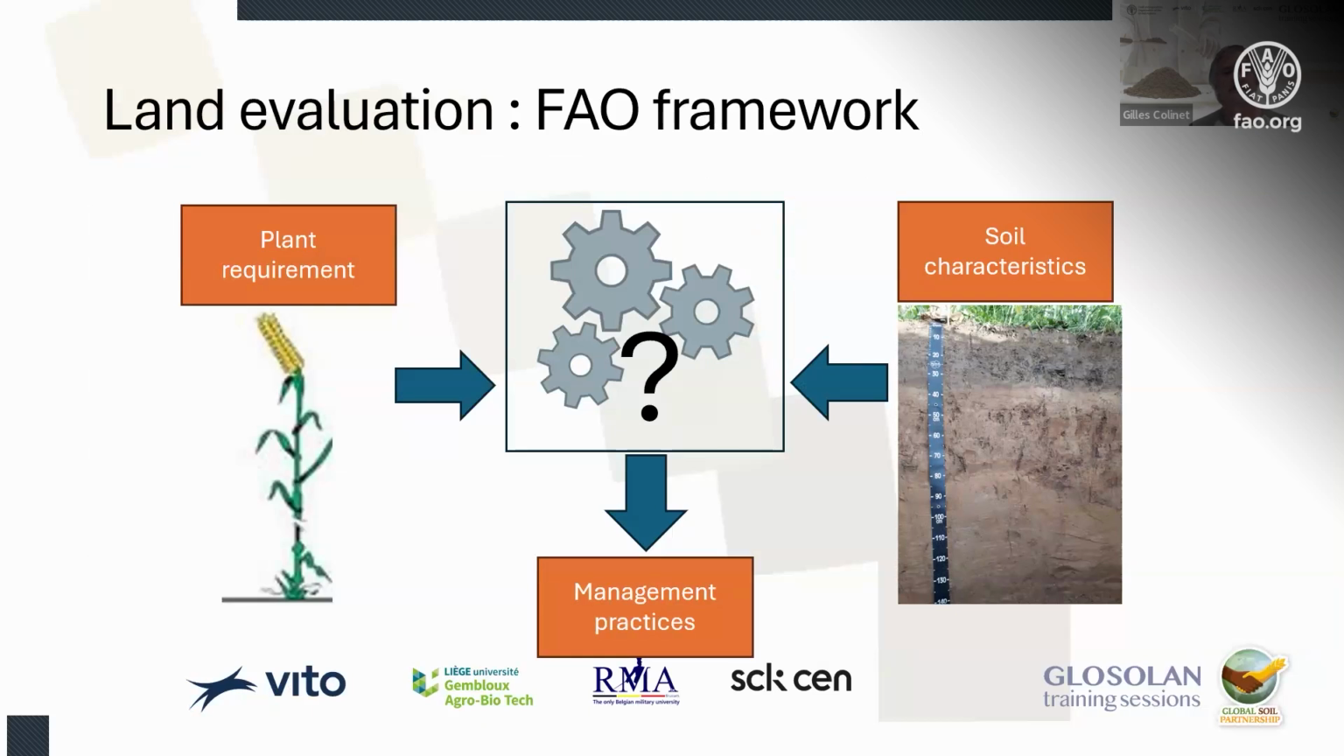It was that if you want to make a land assessment, you have on the one side the plant requirement, or the crop requirement. On the other side, the soil characteristics, what the soil can offer, and you put both aspects into balance, and it will give you indications about the management practices that are necessary in order to meet these two aspects.